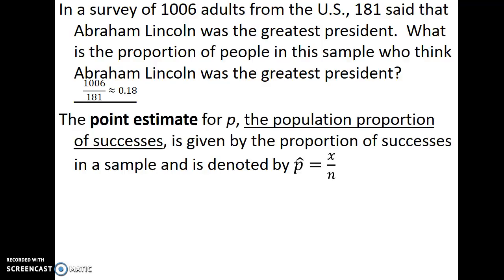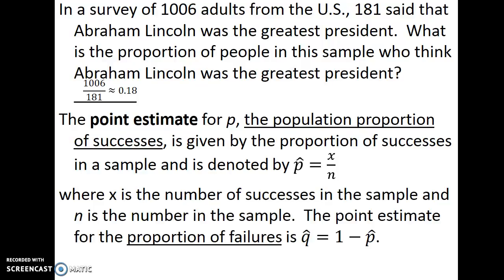So your point estimate for the population proportion of successes, denoted by that letter P, is given by the proportion of successes in a sample. So just like before, the point estimate for a population mean is the sample mean. The point estimate now for a population proportion is your sample proportion. Now the notation for a sample is P with a little hat. We literally call it P hat. So P hat is going to be equal to the number of x's over your sample size n. So x is your number of successes, n is the sample size. The point estimate for the proportion of failures would be Q hat, 1 minus P hat.